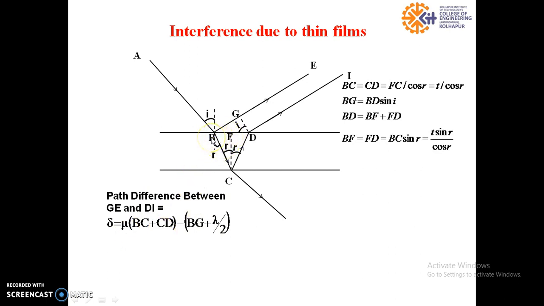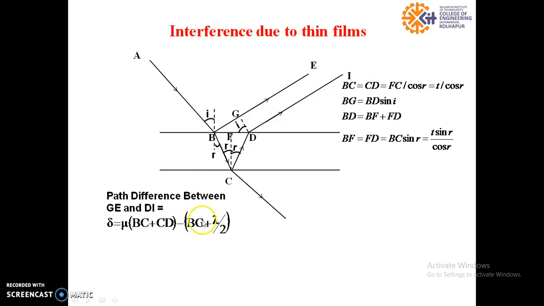So let's consider triangles BFC and DFC. In triangle BFC, this angle is R. So if you take, cos R is FC by BC, and therefore BC is equal to FC upon cos R. FC is the thickness, so T upon cos R. Similarly, CD is also FC upon cos R, which is equal to T upon cos R.